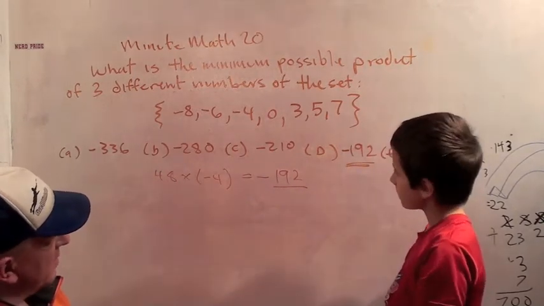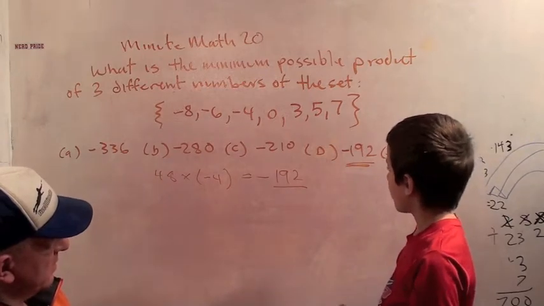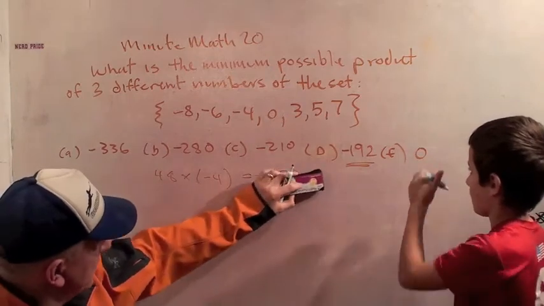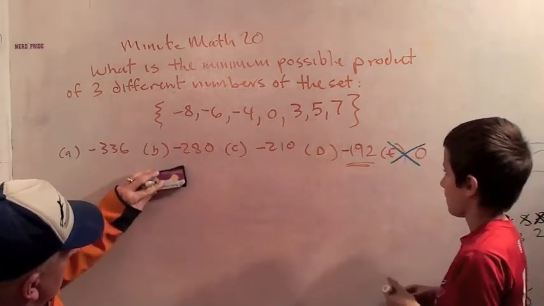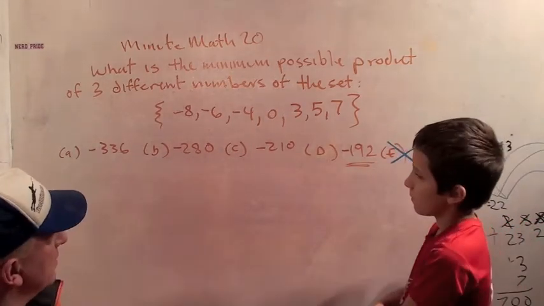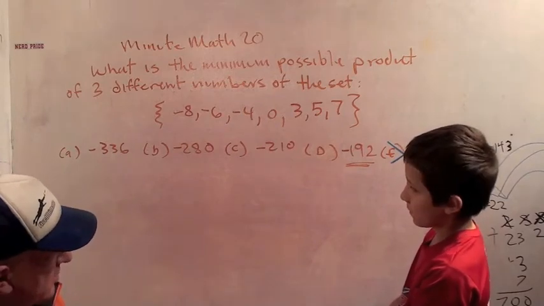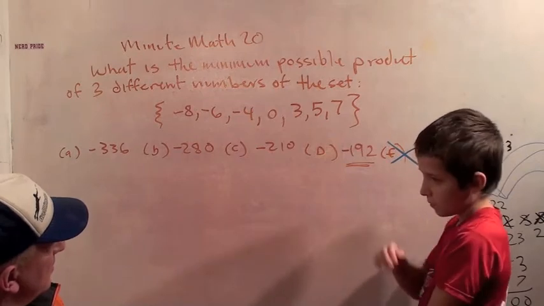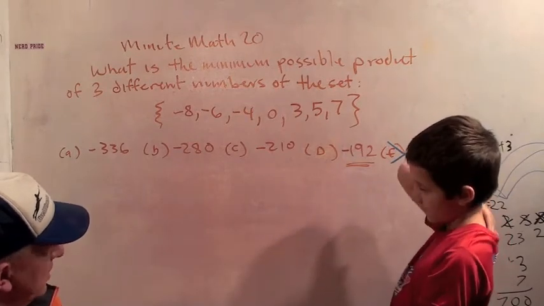Did that eliminate one of the choices? Yeah, 0. It eliminated 0. Okay, so great. So we have one of the things, and that's a pretty small number. So the question is, can we get smaller than that? You want to see if there's a way to get smaller than -192? Yeah.